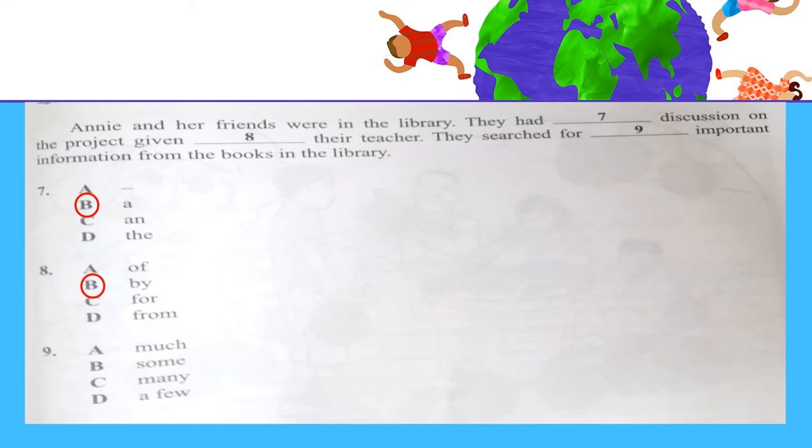They search for important information from the books in the library. Okay, much, some, many, a few. Take note here, important information is uncountable, so we cannot say many, we cannot say much here, it's not suitable. We can use a lot of, but since we cannot find the word a lot of here, the next best thing we can use is they search for some important information. Okay. Next.